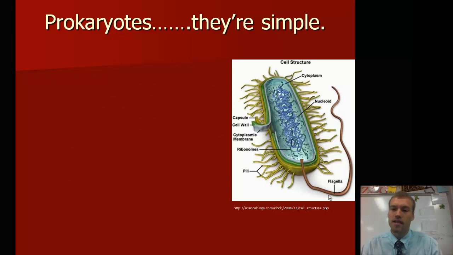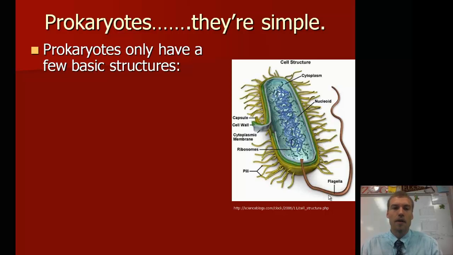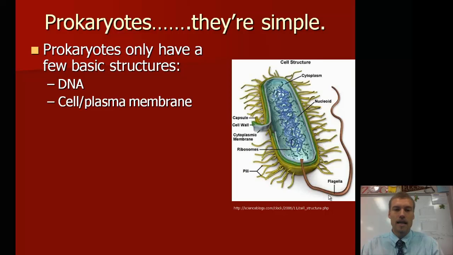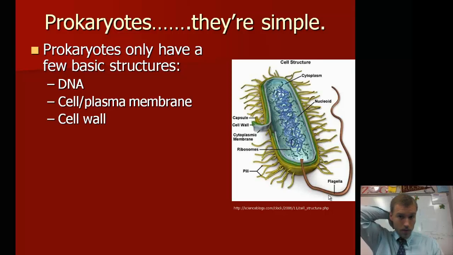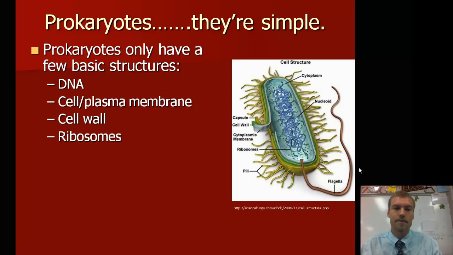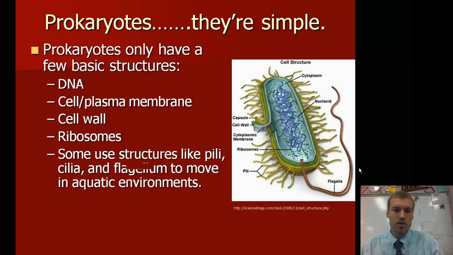So prokaryotes, again, they're very simple. They only have a few basic structures. DNA, the cell or plasma membrane, it's the same thing, they're just two different names, so if you see one, just recognize that they mean the same thing. They have a cell wall, and that is going to add some extra protection along the outsides. They have ribosomes to produce proteins. And some use structures like pili, cilia, and flagellum to move in an aquatic environment.